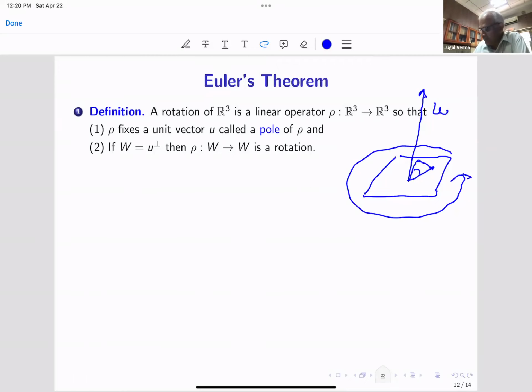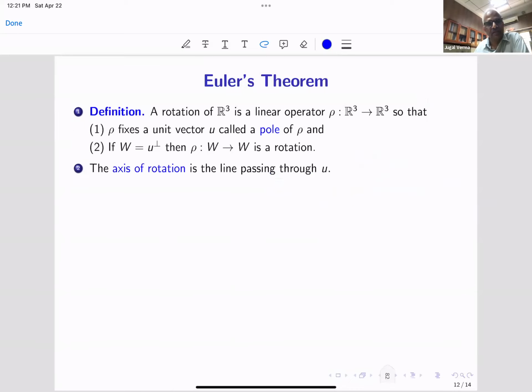I'm assuming that you know the analytic meaning of rotation of a plane. Rotations of the plane are given by 2x2 orthogonal matrices, which can be written as cos theta, sine theta, then minus sine theta, cos theta. These are the matrices of rotations of the plane. And then a three-dimensional rotation has an axis on which all the vectors are fixed, and the vectors in the plane perpendicular to that axis are rotated by a fixed angle theta.